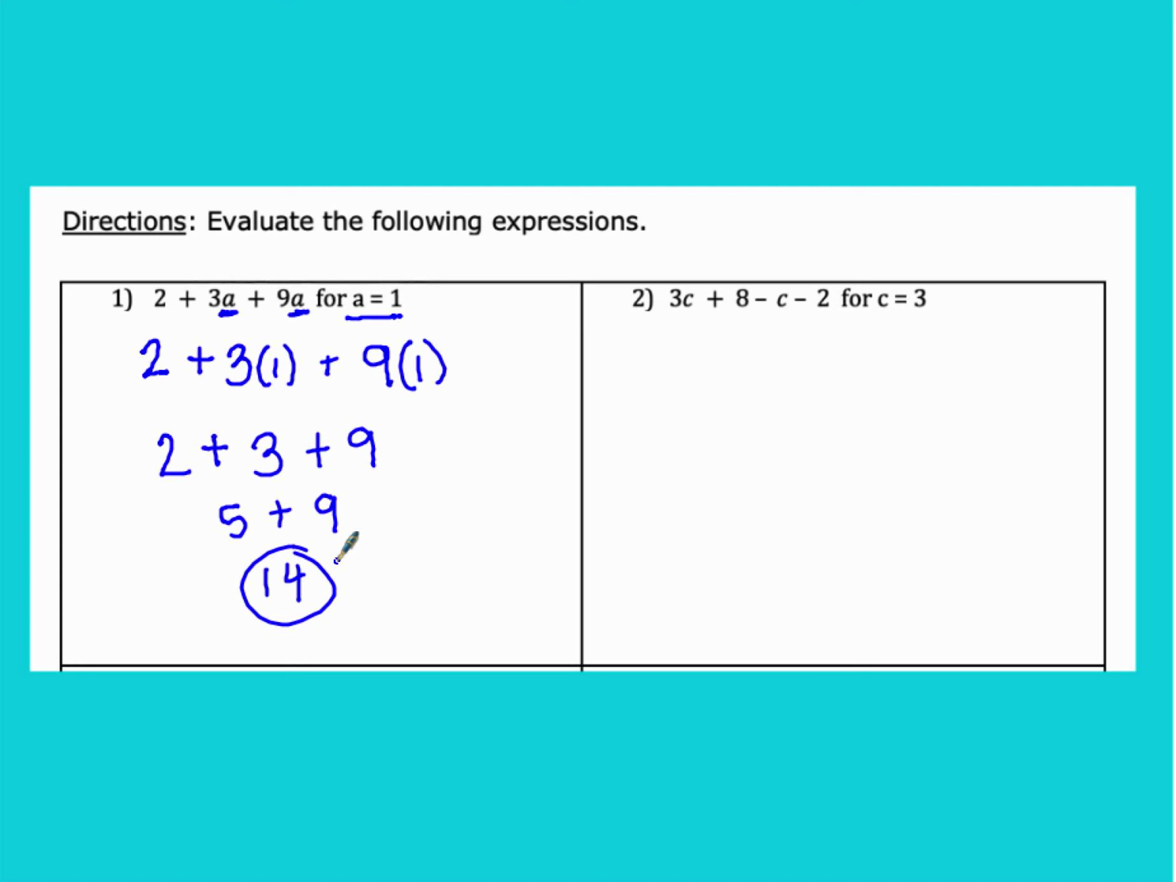So now that I've kind of shown you how to do that, I want you to pause the video, try this one on this screen, and then you can try 3 and 4 as well, and then check your work when you're ready.